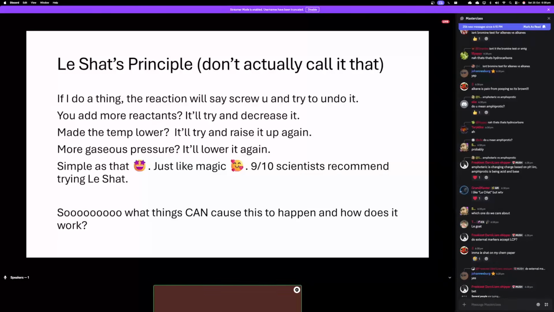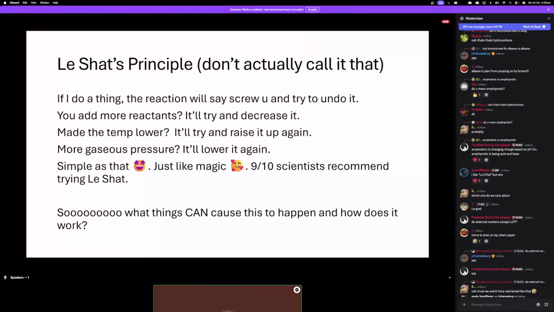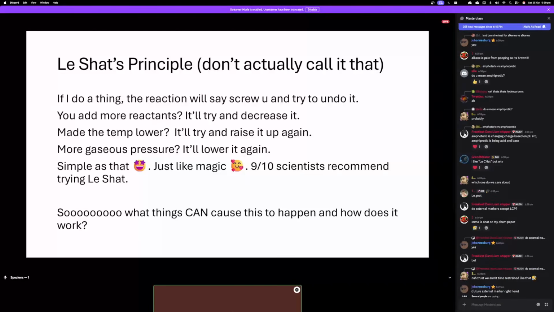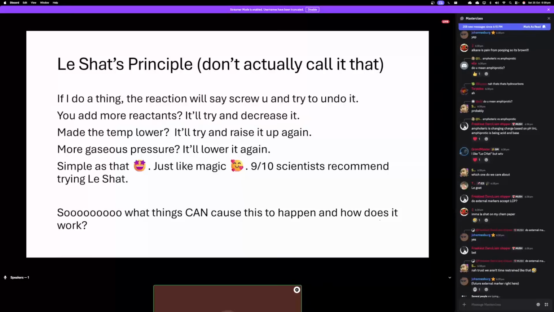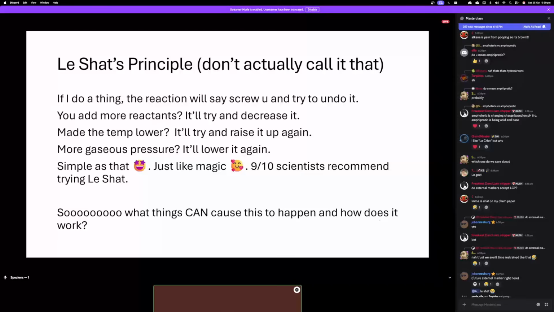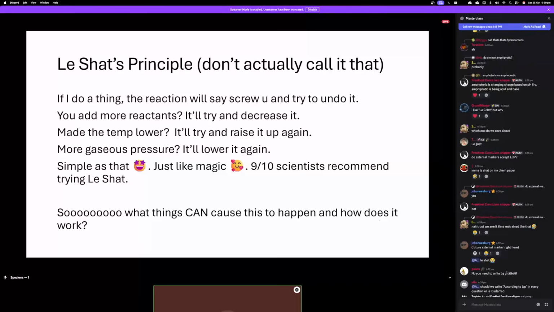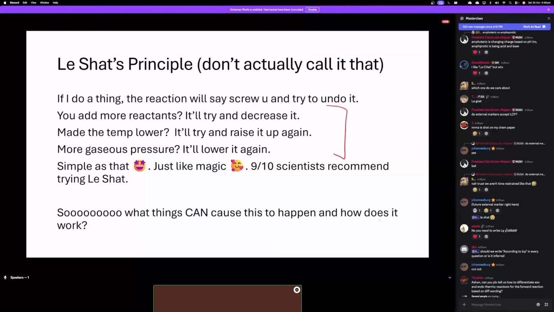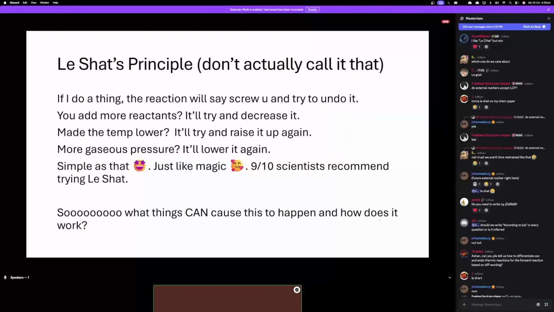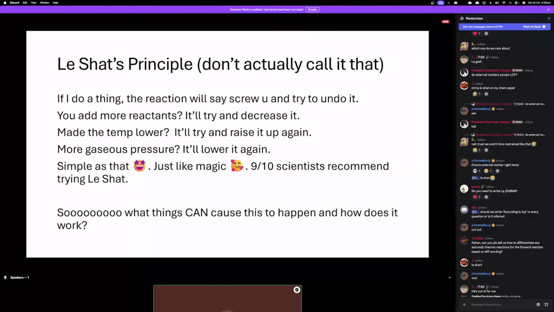LCP, what it does is if we do some change, it will do whatever it can to oppose that change, right? So let's say I added some more reactants, then it'll do whatever it can to decrease whatever I added. If I lower the temperature, it will try and increase the temperature. If I increase the pressure, it'll lower the pressure, right? That's just kind of it. It will do whatever it can to oppose whatever our changes, and we're going to go through some examples.